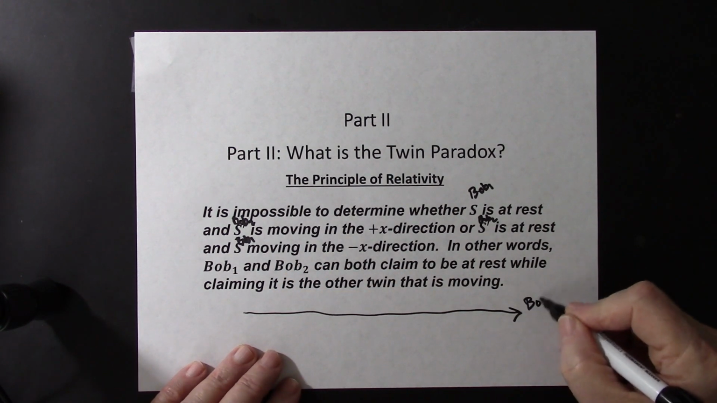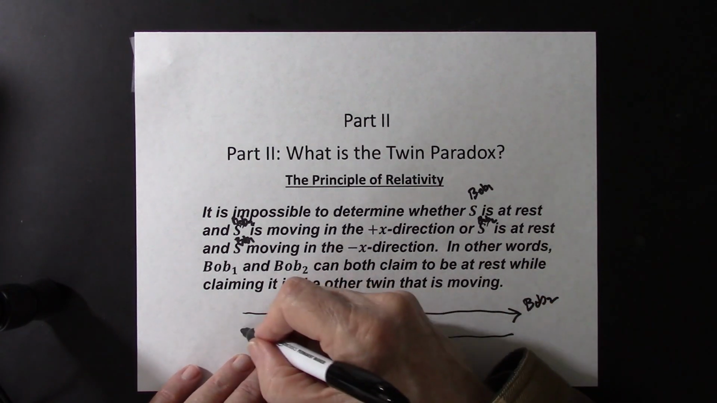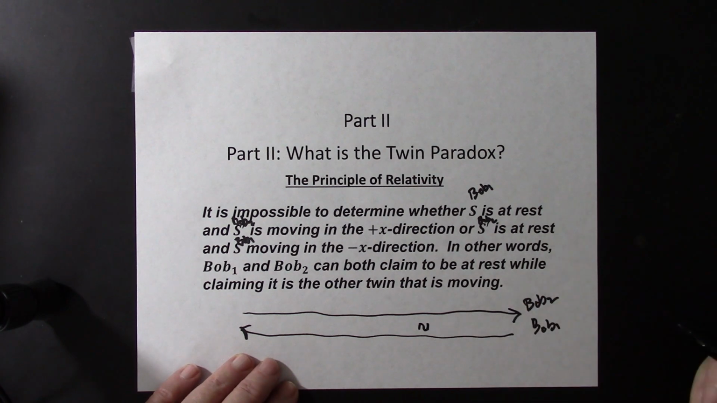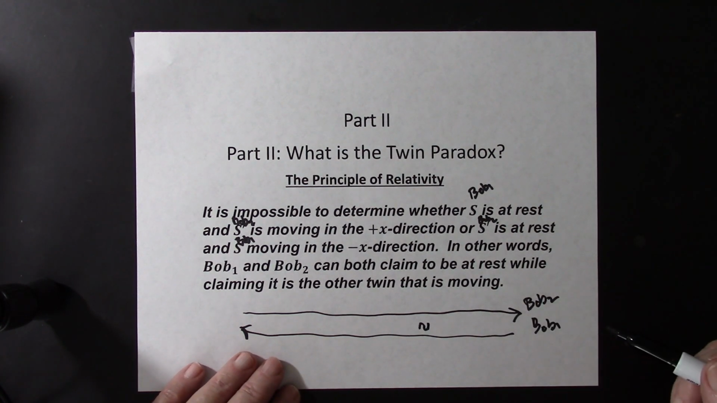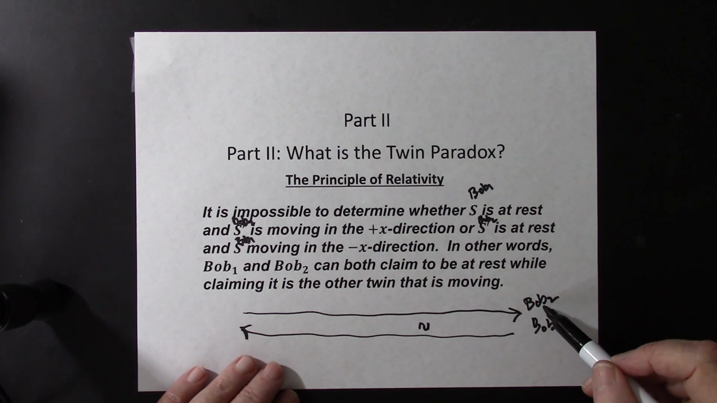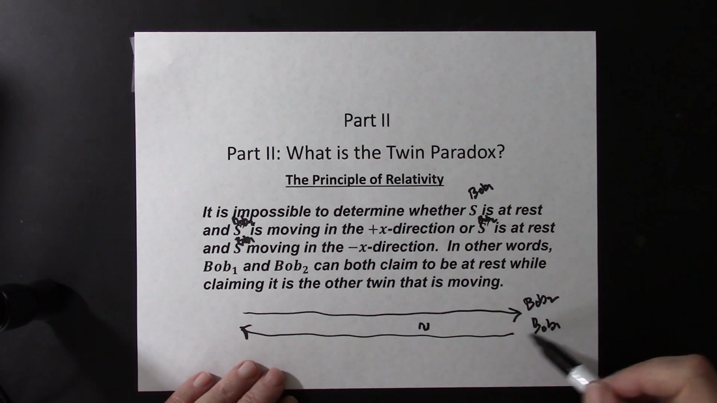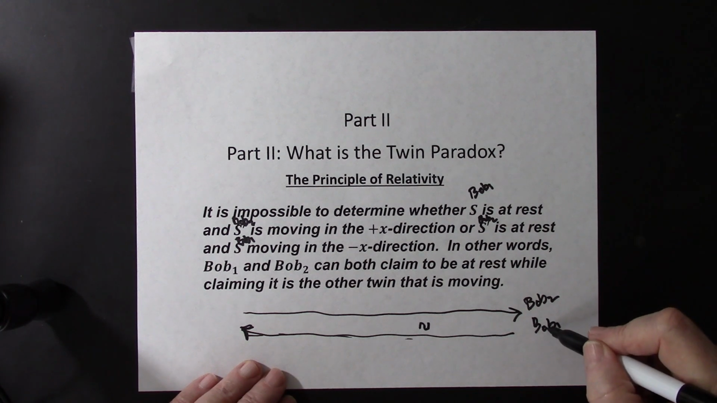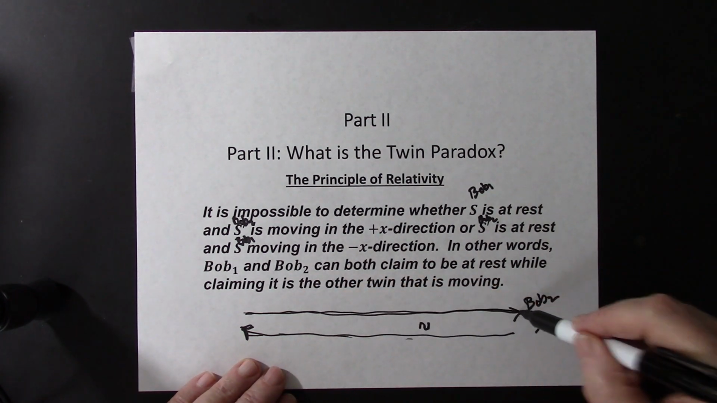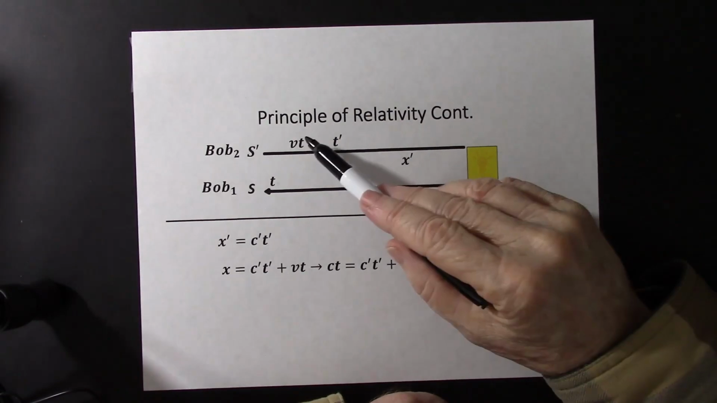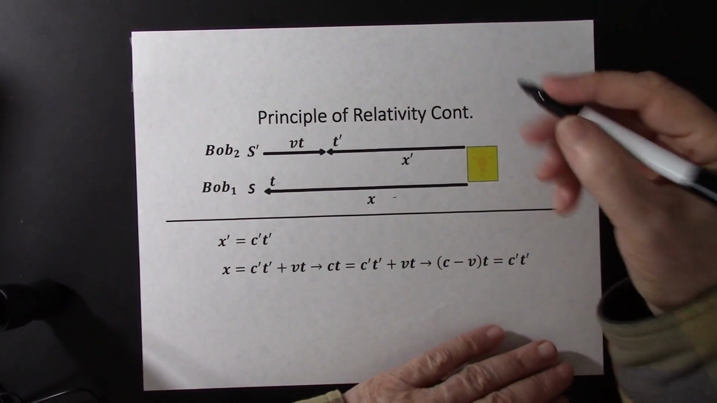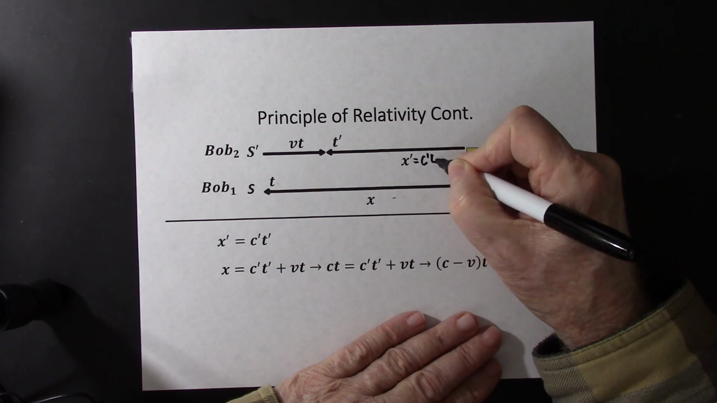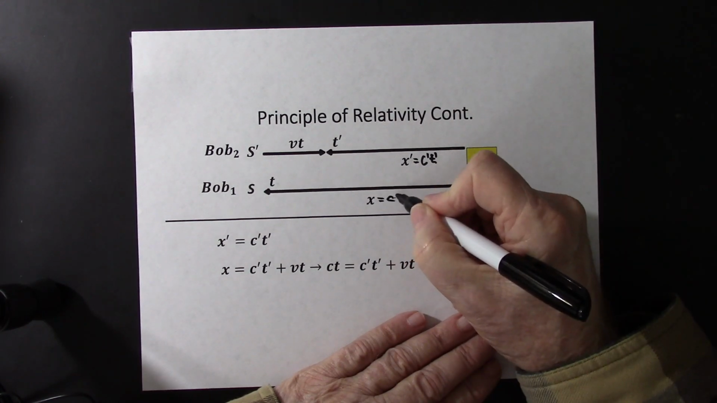So what we have here is Bob 2, Bob 1, and they would be moving at a velocity v relative to one another. In this case, Bob 2 could claim that he was at rest, and therefore Bob 1 would be moving in that direction. And if Bob 1 is at rest, then you would have Bob 2 moving in that direction. What was the consequence of the principle of relativity? Well, we could say that x prime is equal to c prime t prime, and we can say that x is equal to ct.